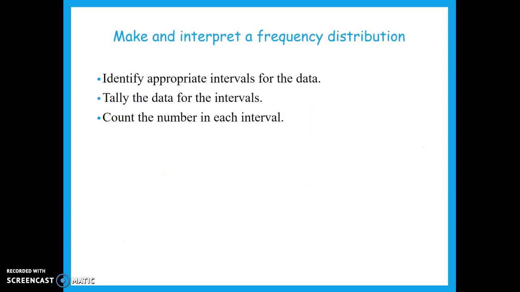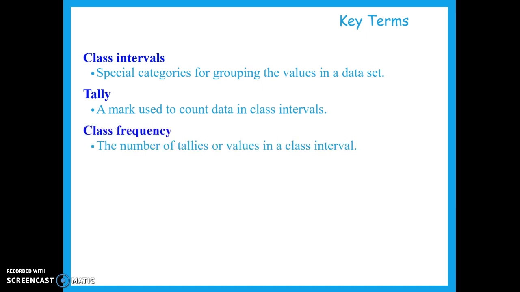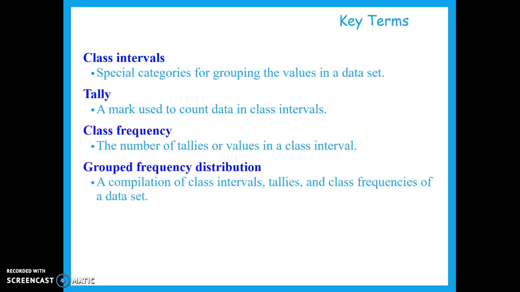Make and interpret a frequency distribution. Identify the appropriate intervals for the data. Tally the data for the intervals, and then count the number in each interval. Class intervals are special categories for grouping the values in a data set. A tally is a mark used to count the data. Class frequency is the number of tallies in that interval. Grouped frequency distribution is a compilation of class intervals, tallies, and class frequencies of your data set.